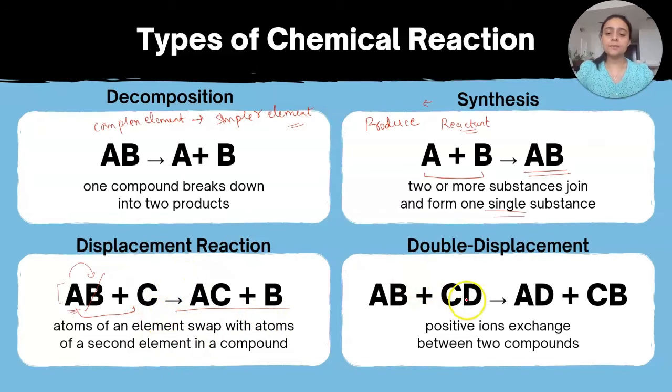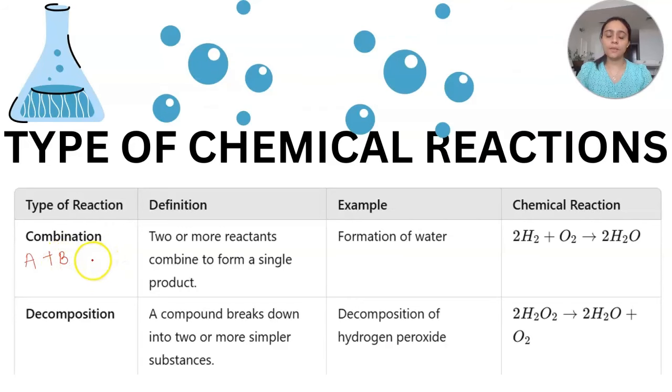And in this double displacement reaction, you can see there are two compounds present in the reactant side. Now the highly reactive one will displace one element from the other compound and get combined with the other element of the other compound.